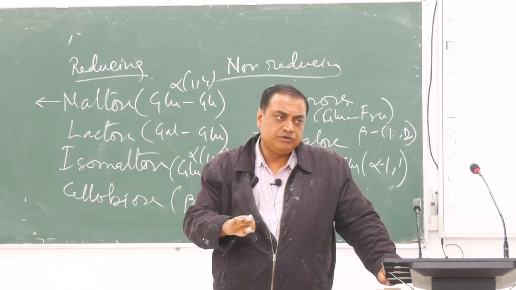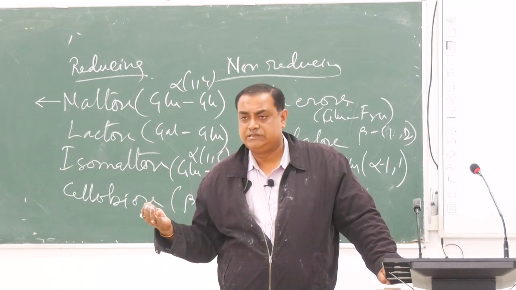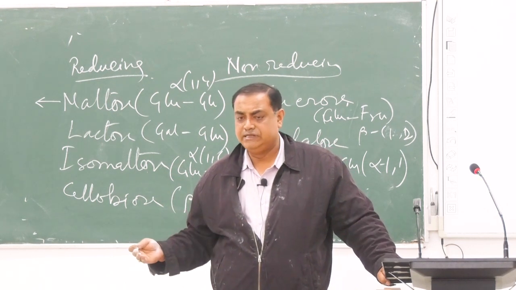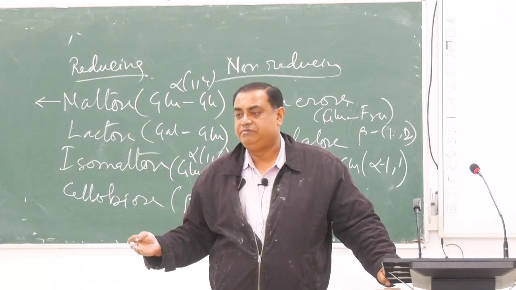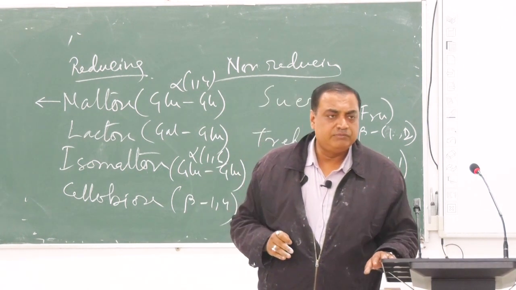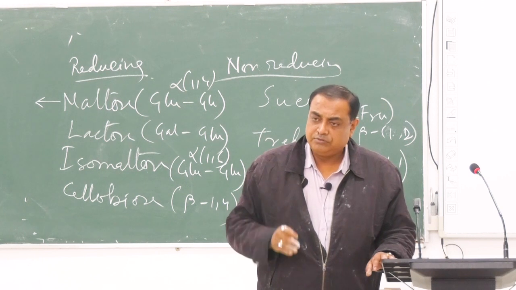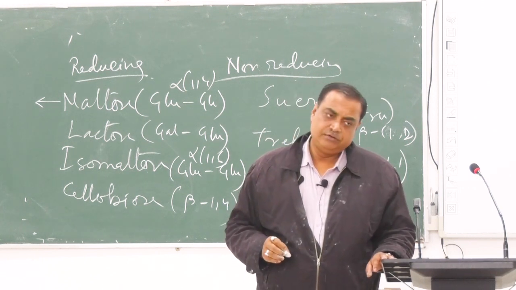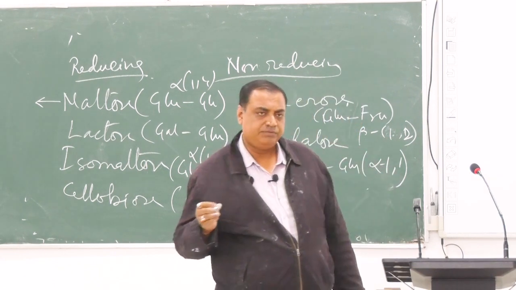So for sucrose, we have to go for acid hydrolysis. If we perform the Benedict test after acid hydrolysis, we get a red precipitate. We just split sucrose by acid hydrolysis into glucose and fructose. Fine? Tomorrow we'll have the rest of the carbohydrate part.